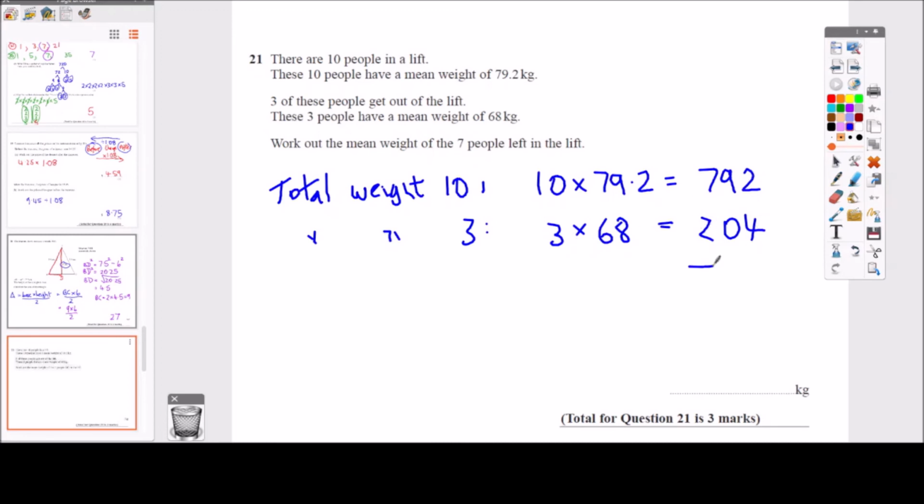So once they've got out, the weight of the 7 people remaining is going to be the total weight of the 10 people, take away the total weight of the 3 people. So that's going to be 792, take away the 204, which is 588. So that's the total weight of the 7 people. So to work out their mean weight, take the total weight of the 7 people and divide that by 7, giving us an answer of 84 kilograms.